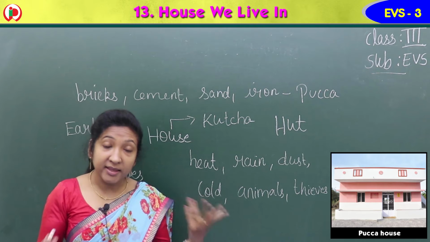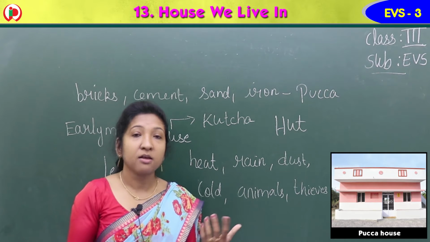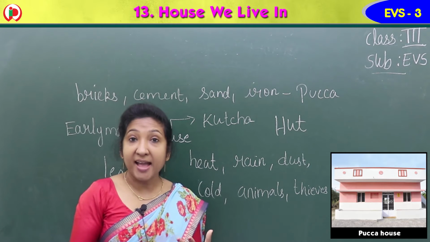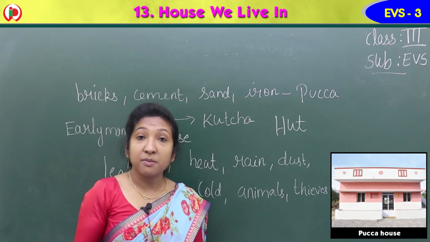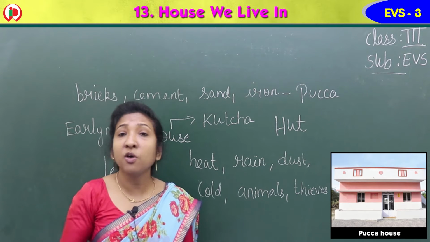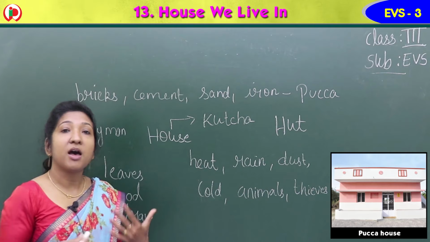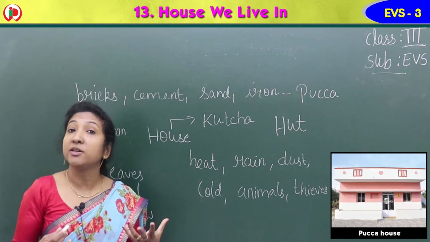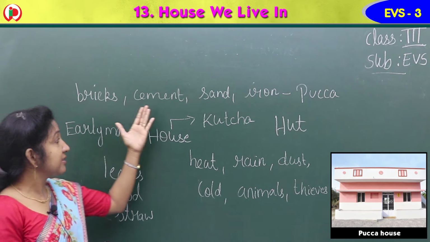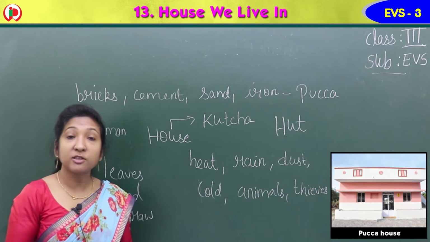Other examples: the house where we live is made of cement and bricks. They are strong. Like flats, apartments, and bungalows. They are all pakka houses. As I said, we are all safe in our house. We feel so comfortable in our house because our houses are made of bricks, cement, sand and iron. They are strong.